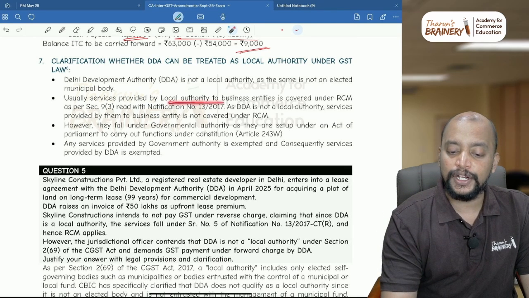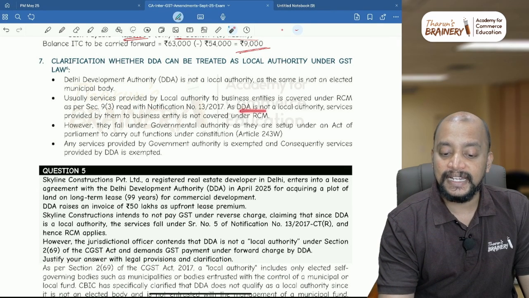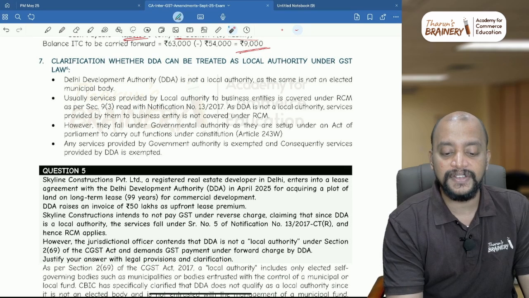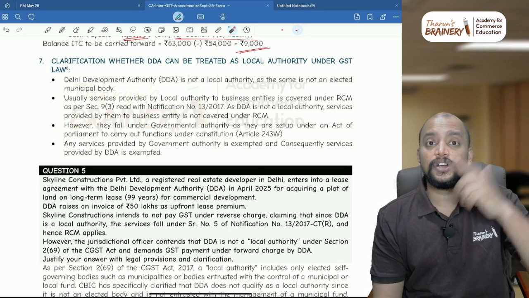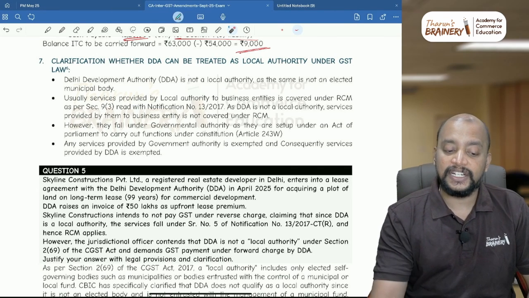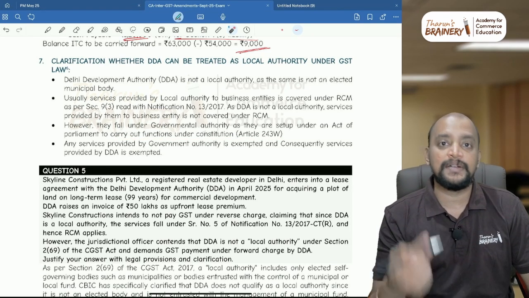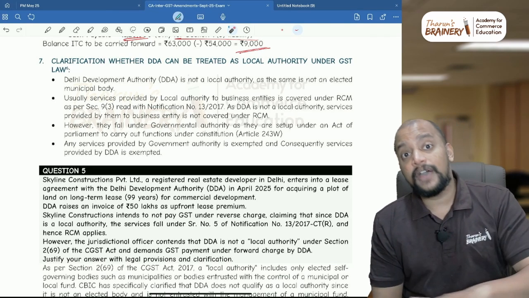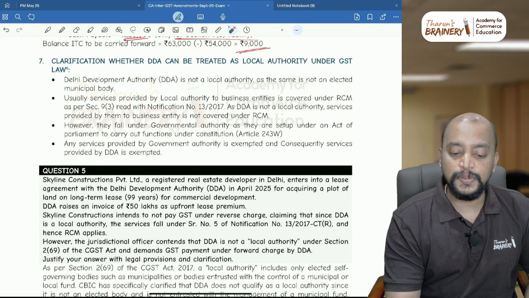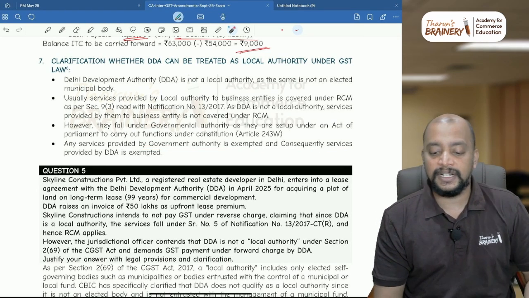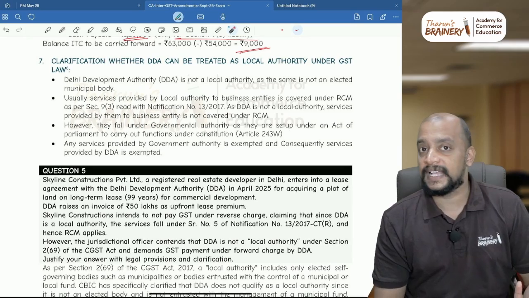Usually service provided by local authority to business entity is covered under RCM as per 9(3) read with notification. As DDA, Delhi Development Authority, is not a local authority, their services will not come under RCM. However, they fall under governmental authority as they are set up under an act of parliament to carry out functions under the constitution. Article 243W, urban development, will come under that. So generally we have an exemption that any service provided by government authority will be exempted, and consequently services provided by this Delhi Development Authority are also exempted.